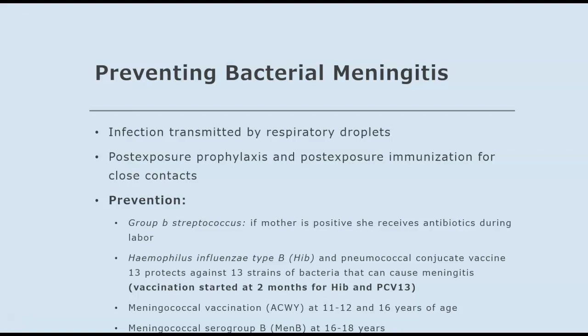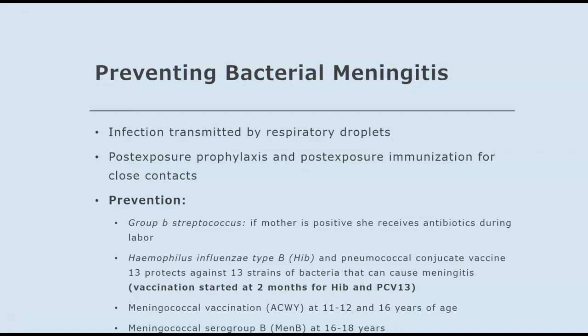Other forms of prevention for different types of bacterial meningitis include administration of antibiotics during labor for any mother who tests positive for group B streptococcus, as well as immunizations recommended for all children against Haemophilus influenzae type B or Hib, and the pneumococcal conjugate vaccine 13, which helps to protect against 13 different strains of bacteria that can cause meningitis. Both of these vaccination series are started at 2 months of age.